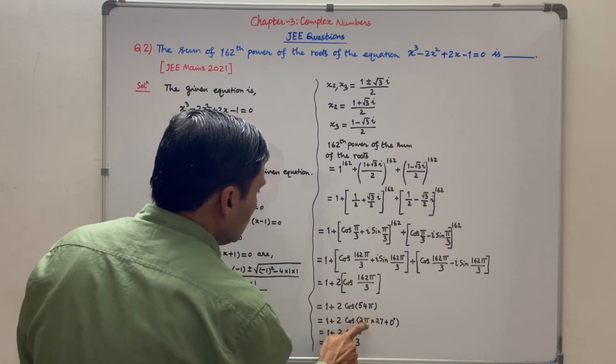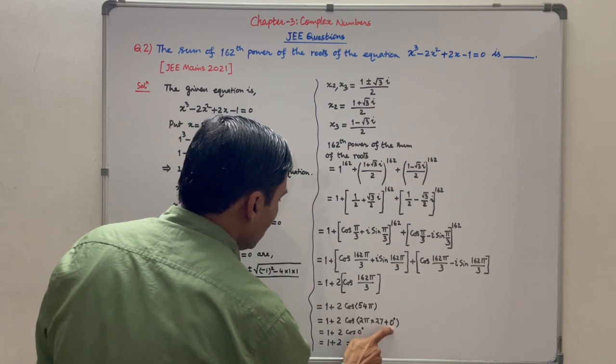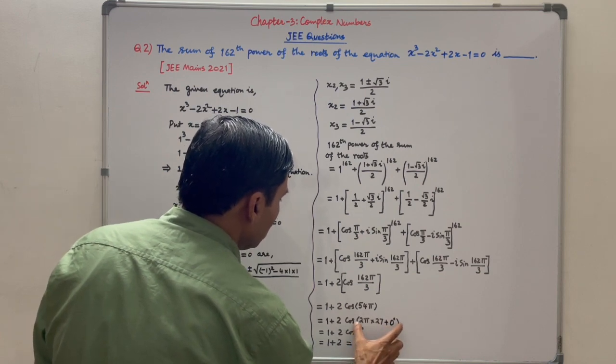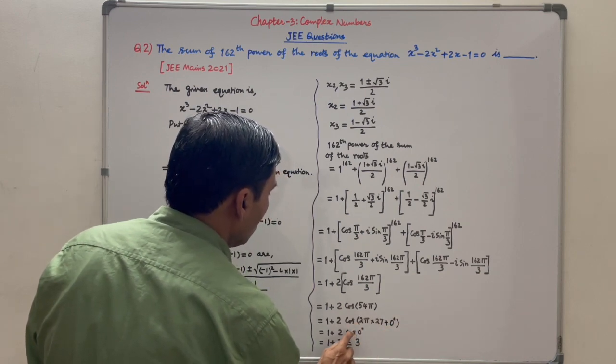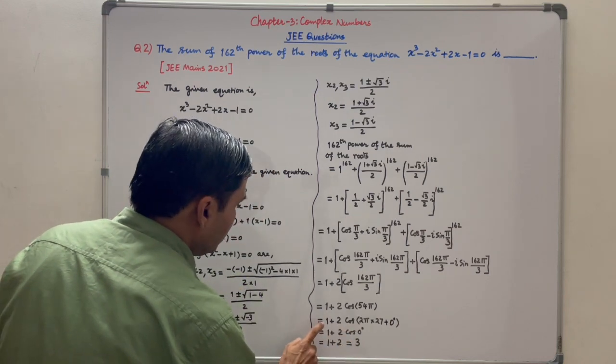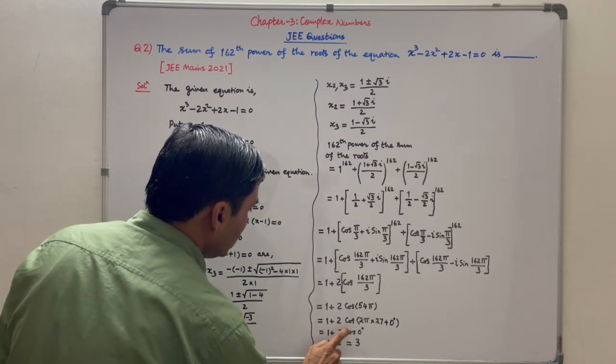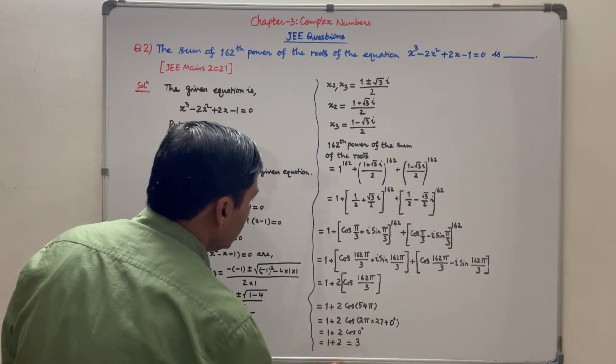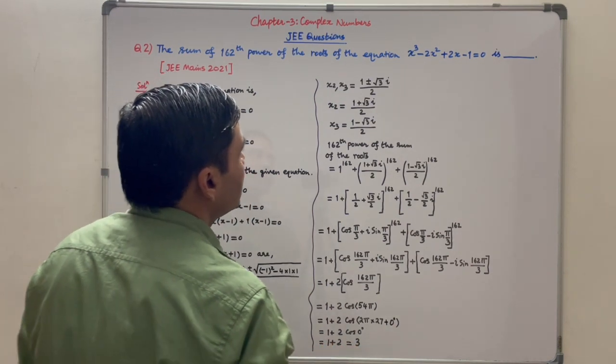So we can write 2 pi into 27 plus 0. So value of this is equal to cos 0 and that is 1. So value of the expression is 1 plus 2 into 1 and that is 3. So our answer is 3.